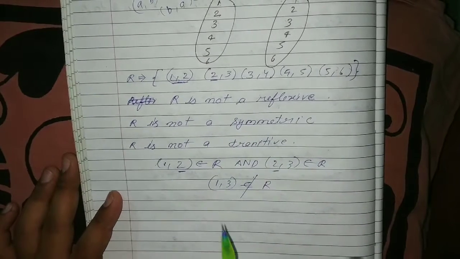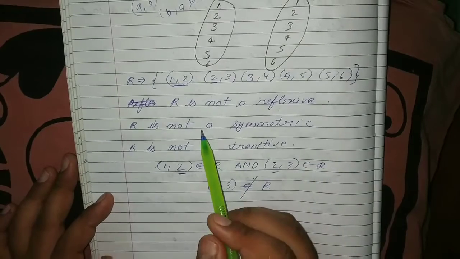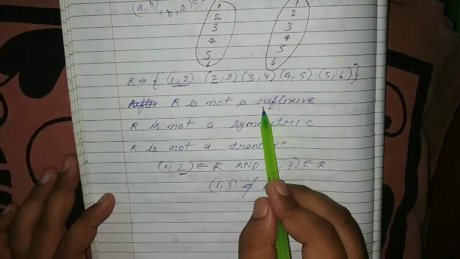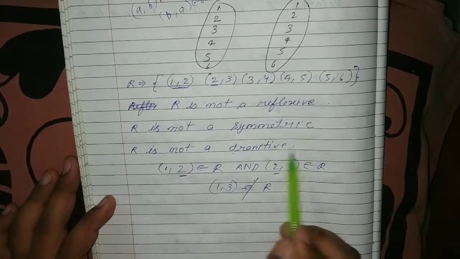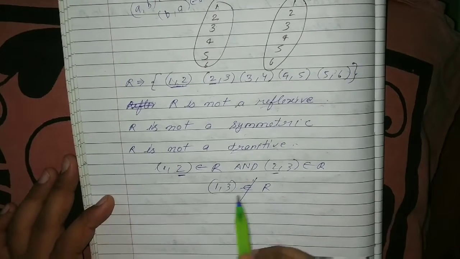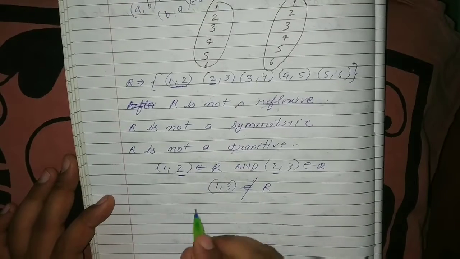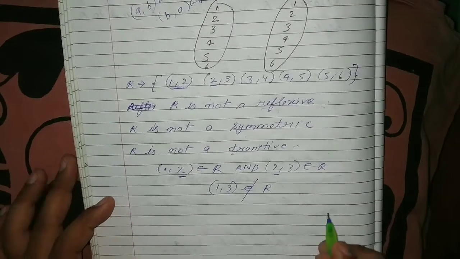Guys, one more thing I have to tell you, that if a relation is reflexive plus symmetric plus transitive, then that relation is known as an equivalence relation. Guys, note down the point. Then that relation is known as an equivalence relation.